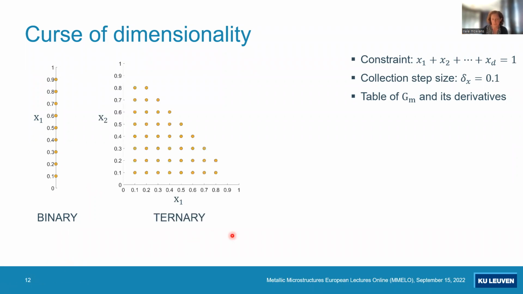If you go to ternary systems, then you have two independent composition variables. For the same discretization step, you would need 10 by 10 divided by 2, so approximately 50 data points. Still doable, even if you go to, for example, 100 data points for each variable, it would already be 5,000. And if you go to 0.001, it would even be higher, but it's still possible to do this for a ternary system.